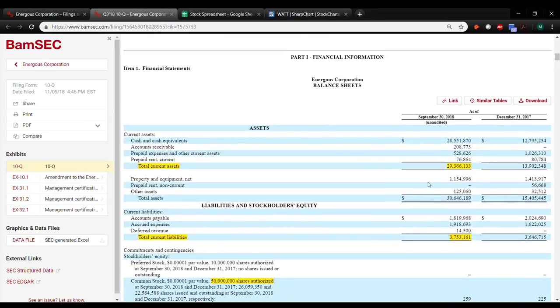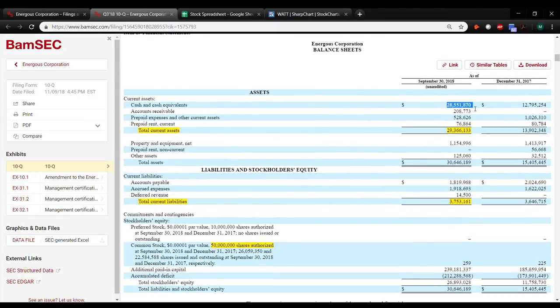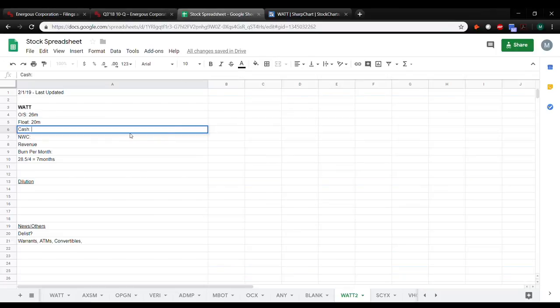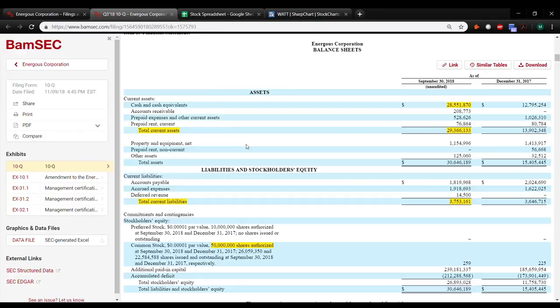You can see here on the balance sheet the cash situation is 28.5, and that's as of September 30th. So let's just call this October 1st for simplicity. So we can punch that in, 28.5 million. What else here?